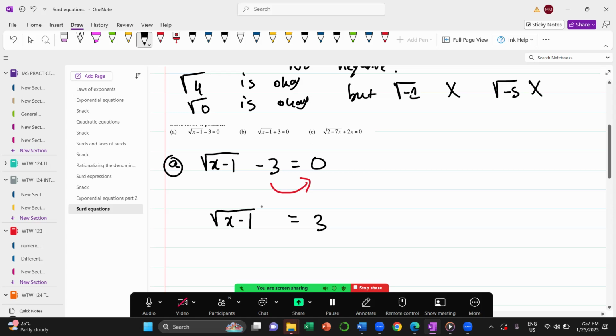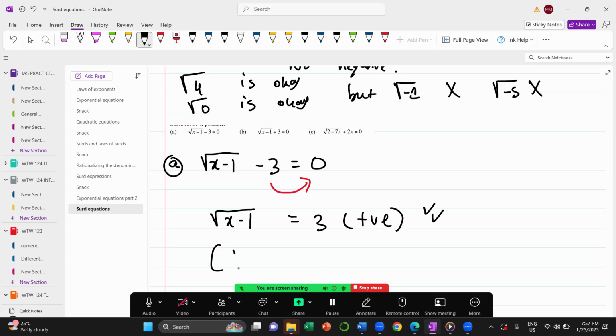And look, is this okay? Can the square root of a value, remember x minus 1 is just a value, be equal to +3? Is that fine or not fine? It's fine, right? Because if I put a value under a square root, it must always give me a positive number. So this 3, it's positive, so it's okay, right? So now we are solving for x.